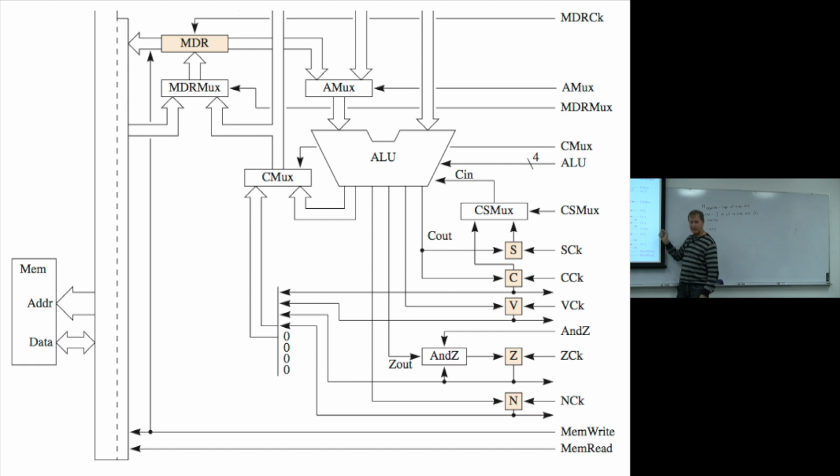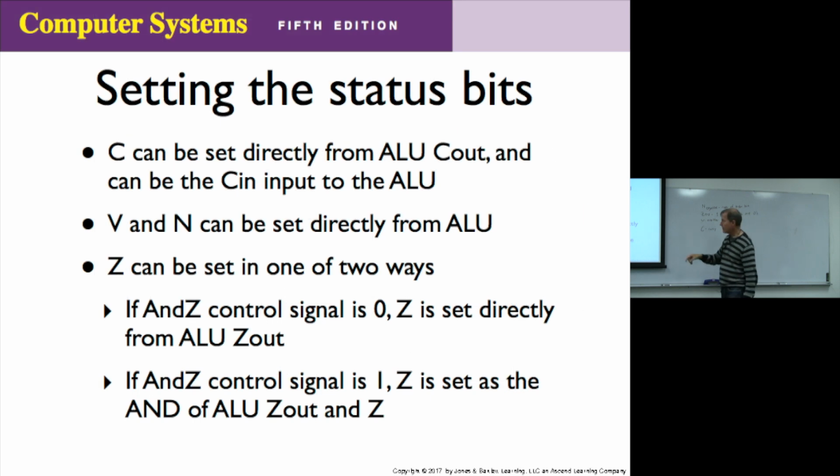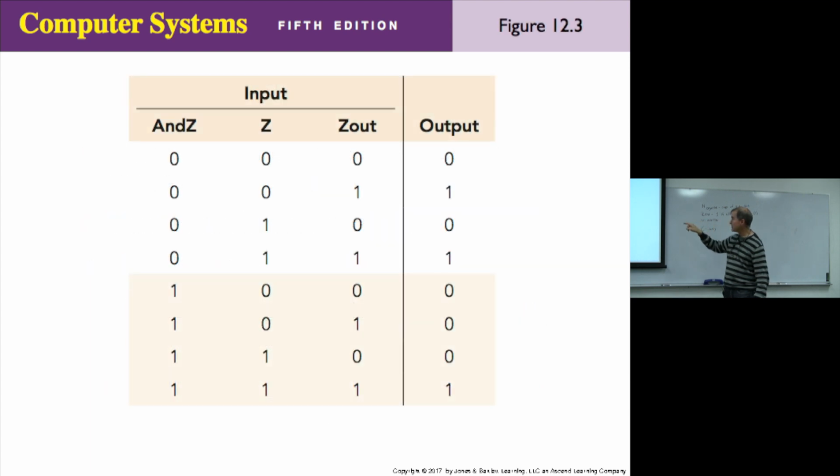So do you see what this AND Z circuit does? Here, let's take a look at what that does. The Z can be set in one of two ways. If the AND Z control signal is 0, Z is set directly from the ALU Z out. But if the AND Z control signal is 1, then Z is set as the AND of the ALU Z out and Z. Now, does that make sense? Here's the truth table of what that AND Z circuit has to do.